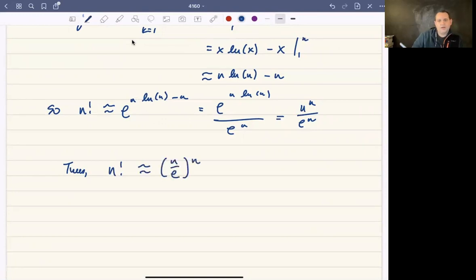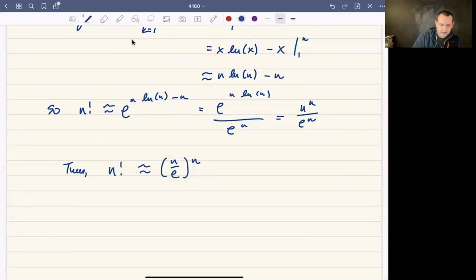So in other words, faster than any fixed exponential, because n gets arbitrarily large, right? If n gets arbitrarily large, so does n over e, and then this is bigger than any fixed exponential, but slower than n to the n. Because if you were to divide this by n to the n, you get 1 over e to the n, and that's going to go very quickly to 0.